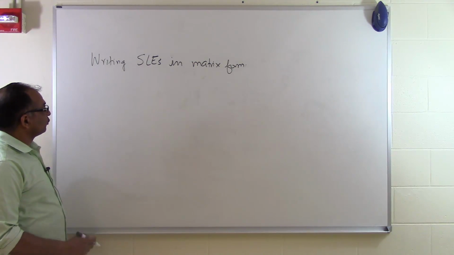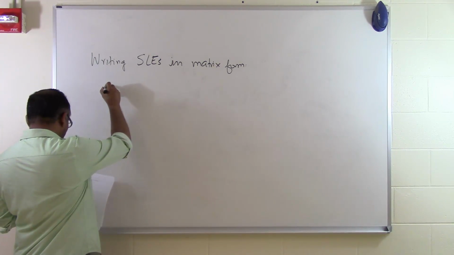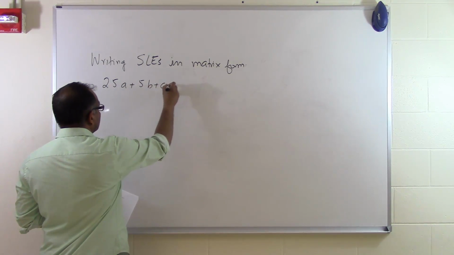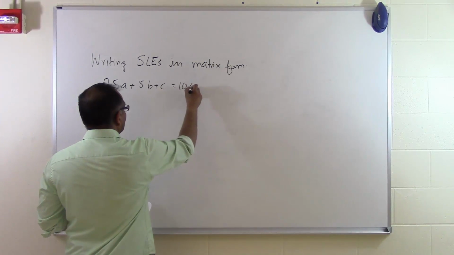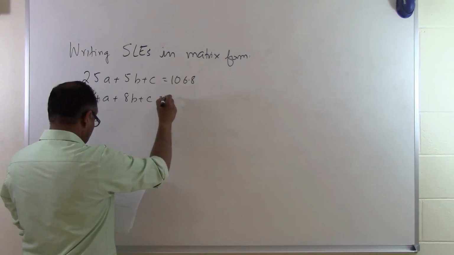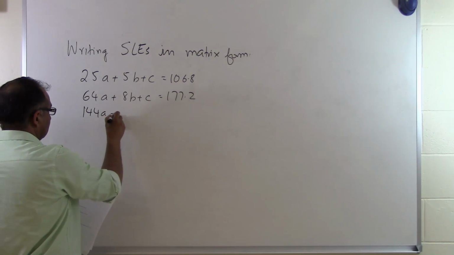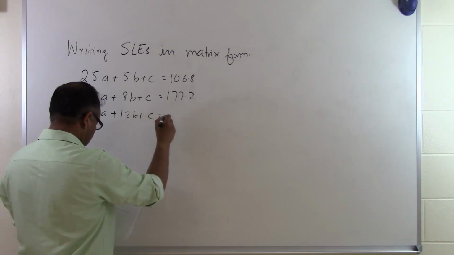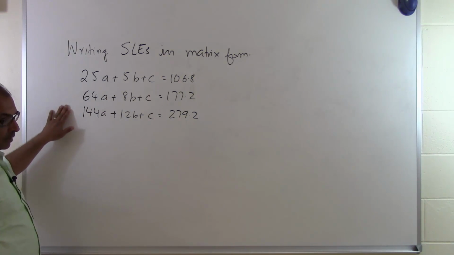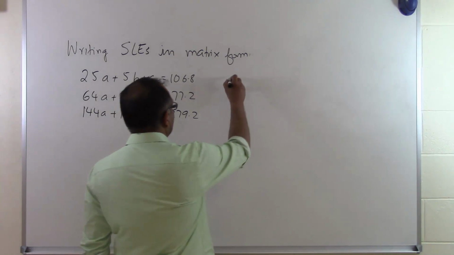In this segment, we'll talk about how we write simultaneous linear equations in matrix form. So let's suppose somebody gives you the following simultaneous linear equations. When somebody gives you three simultaneous linear equations and asks, can you write this in matrix form? We seem to automatically jump to this.